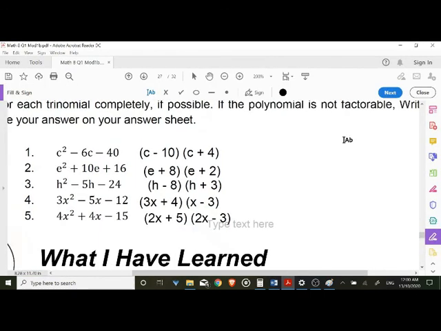Alright. So, now you know kung paano po nakuha ang mga sagot na nasa answer key ninyo.